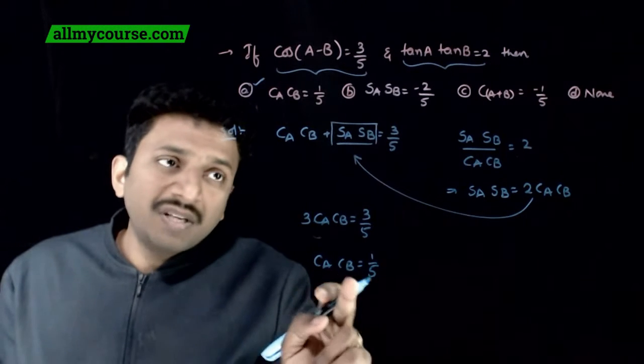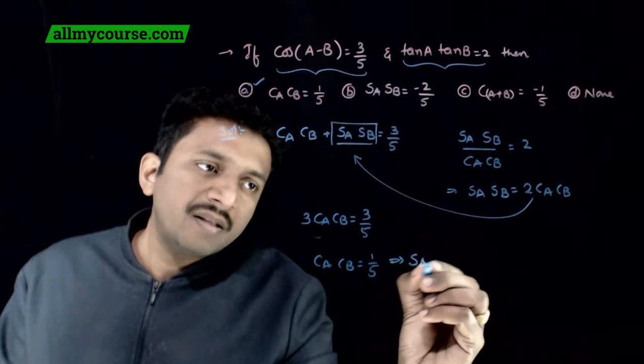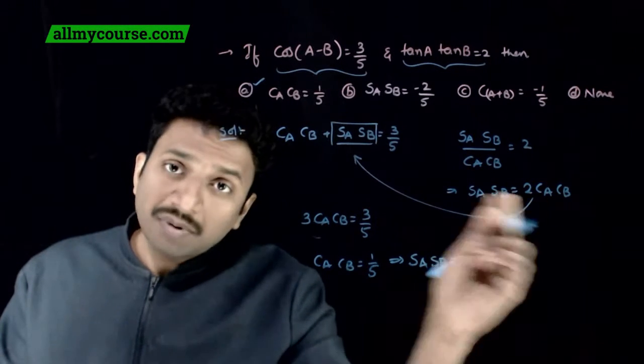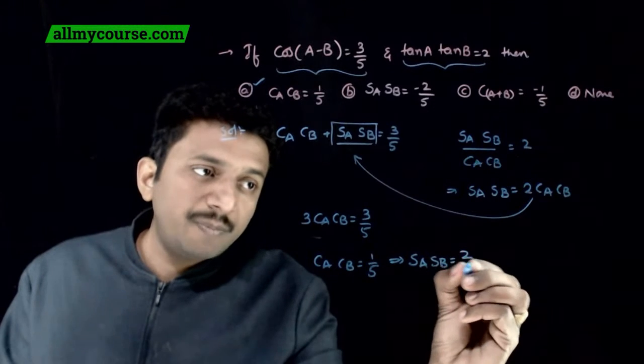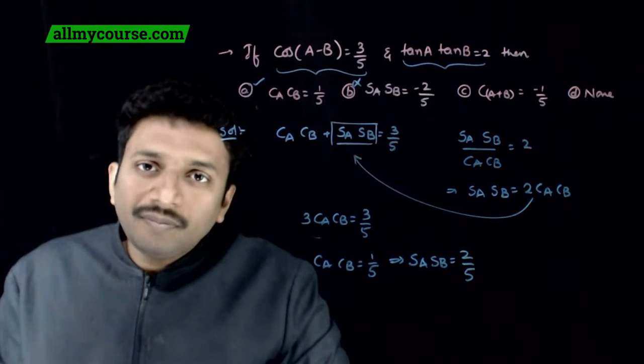Now if cos A cos B is equal to 1/5, obviously sin A sin B is equal to 2 times cos A cos B. So 2 times 1/5 is plus 2/5. So the second option is wrong.